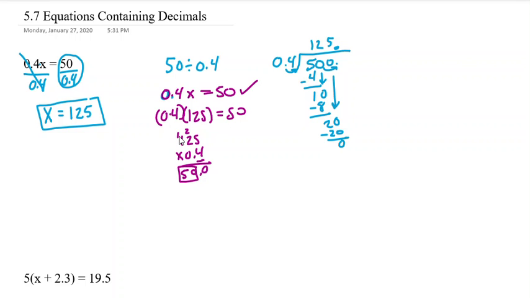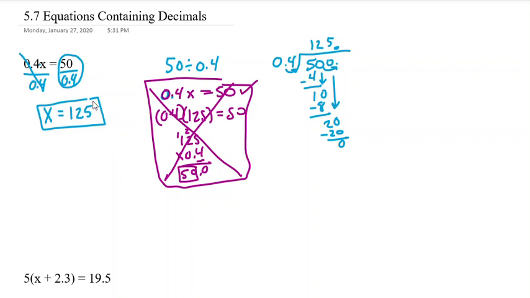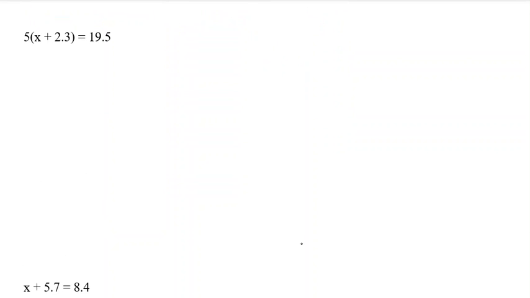So this is true. Keep in mind that this bit in the purple is just my check, okay? That's not the answer. The answer is x equals 125. That's the value that makes the sentence true. Okay, let's do another one.